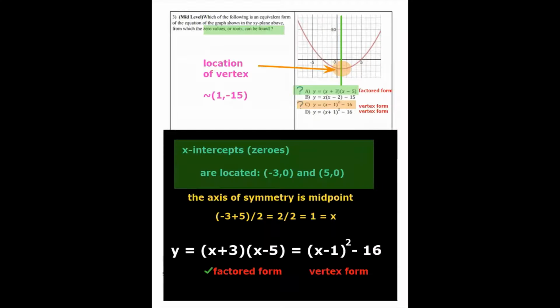Question 3. Which of the following is an equivalent form of the equation of the graph shown in the xy-plane above, for which the 0 values or roots can be found? So the 0 values are the x-intercepts, right? Here in this picture, it looks like they're crossing at x equals -3, 0, and x equals 5, 0. You can see them here in the picture.